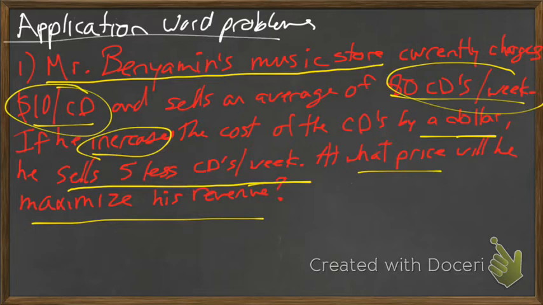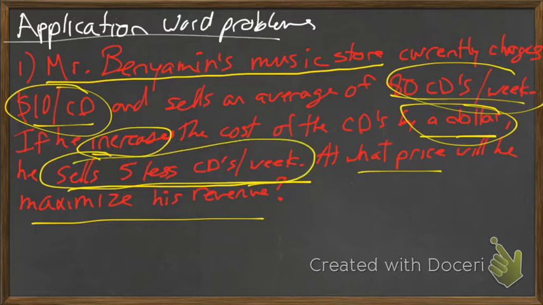If I increase the cost of the CD by $1, I sell 5 less CDs per week. So as the price goes up, the number sold goes down. So it's an inversely proportional relationship. So how are we going to establish what our revenue is?